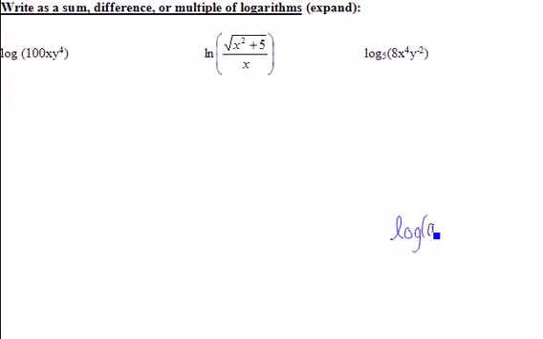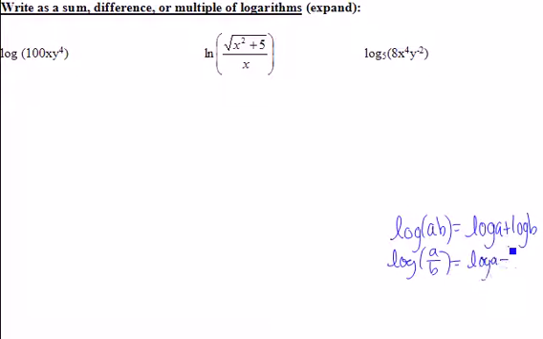The log of a product is going to be the sum of those logs. The log of a quotient is going to be the difference of those logs. And the log of a power is going to be the multiple of that log. So we need to ask ourselves, do we have a product, a quotient, or a power here?